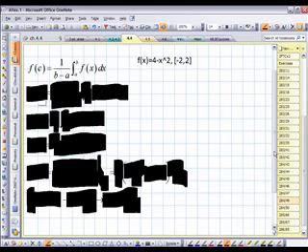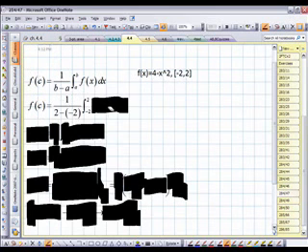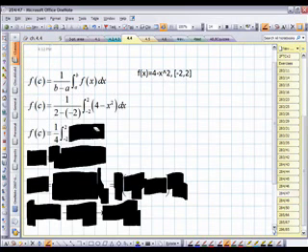Okay, now we've got the function 4 minus x squared from negative 2 to 2. Here's your average value formula. So we'll have 1 over 2 minus negative 2, going from negative 2 to 2 of 4 minus x squared. So then I get 1/4, negative 2 to 2, 4 minus x squared.